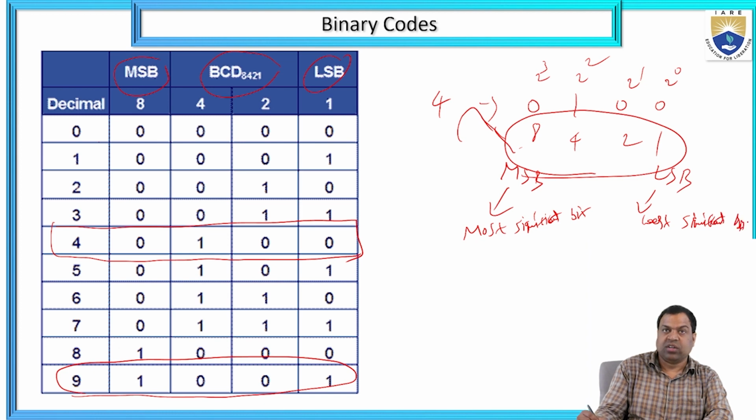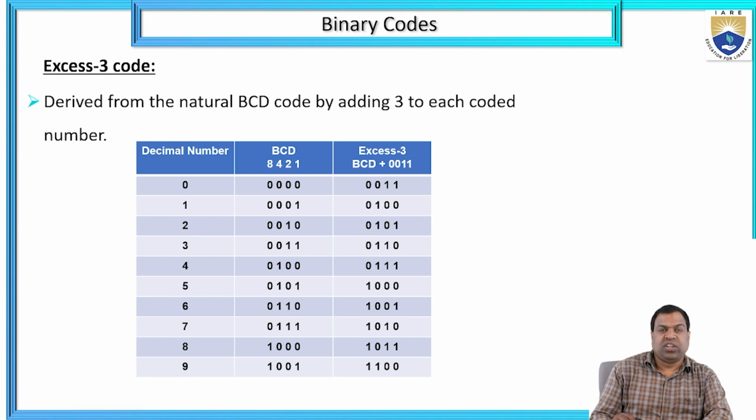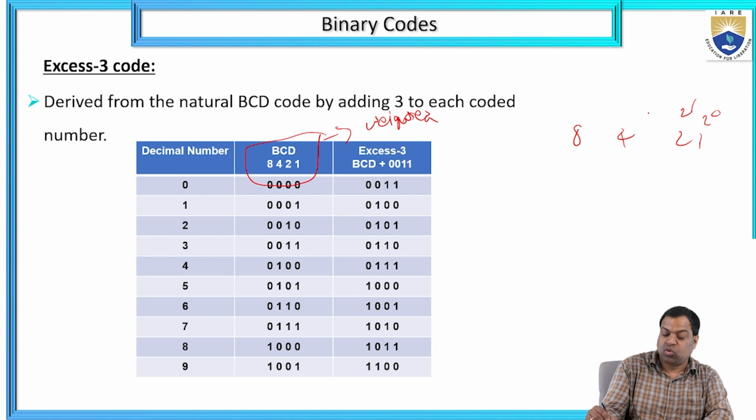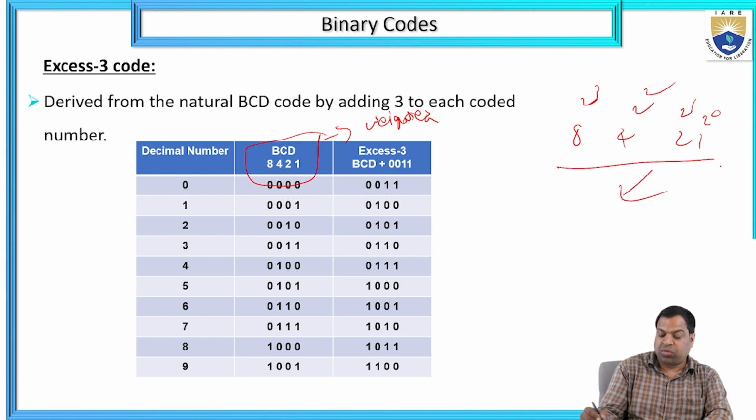MSB and LSB: most significant bit and least significant bit. XS3 code is a non-weighted code. Why? Because it does not follow a proper weight range. Suppose I take BCD 8421. It is a weighted code. Why? Because each bit has a weight: 8421, that is 2 power 0, 2 power 1, 2 square, 2 cube. We have a proper proof and valid weights there.